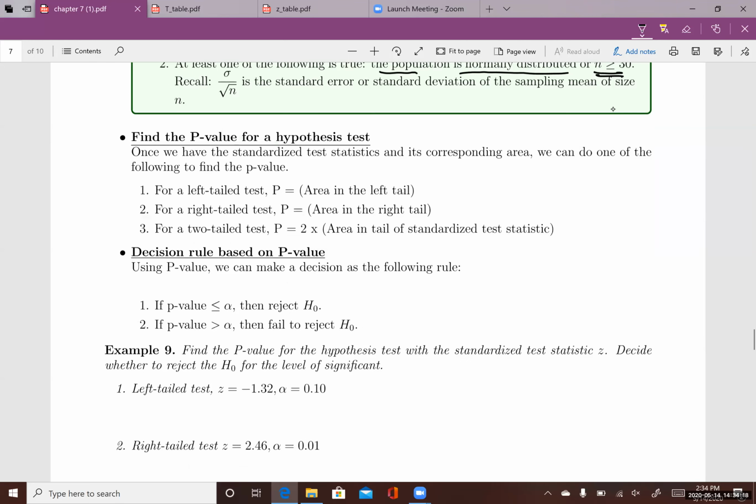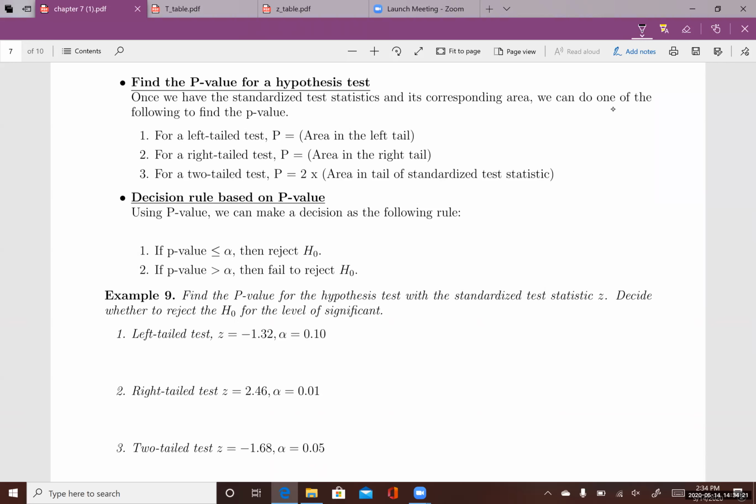So in order to find the p-value for a hypothesis test, the p-value will be the area to the left tail if you are running a left tail test. The probability to the left here. And if you're running a right tail test, then p-value would be the area to the right of that standardized test statistic. If you have a two-tail test, then the p-value will be 2 times the area to the left or to the right of the standardized test statistic.